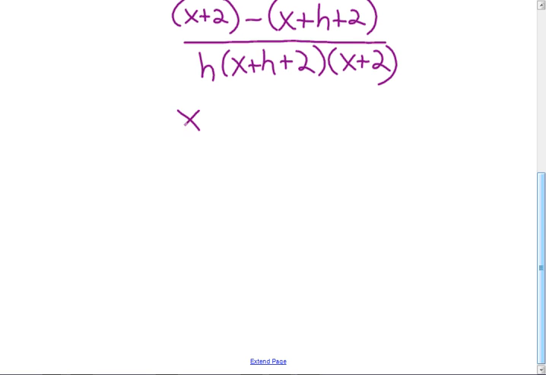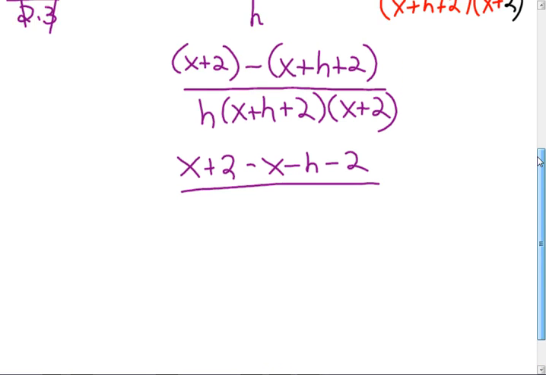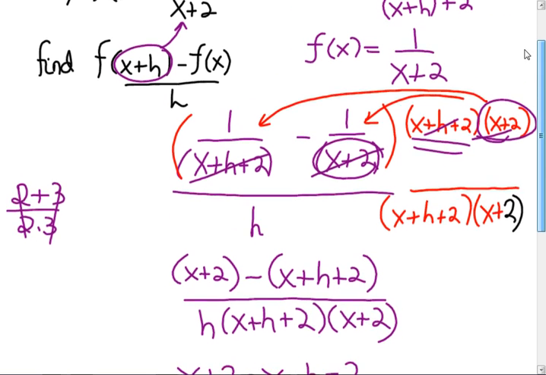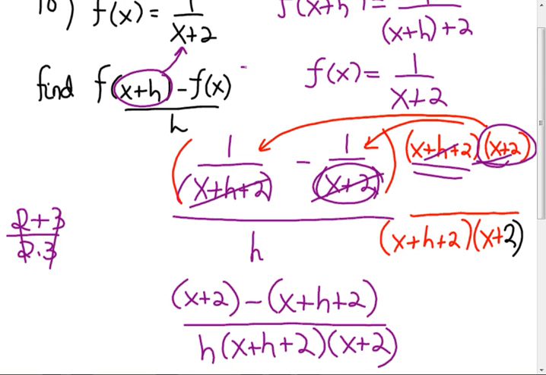So it's x plus 2. Now, if you don't have the parentheses there, you're going to have a sign error. Minus x minus h minus 2. Now, by the way, what is this expression? Okay, guys, what is this? It's almost a derivative. It needs a limit. So it's an average rate of change rather than an instantaneous rate of change.